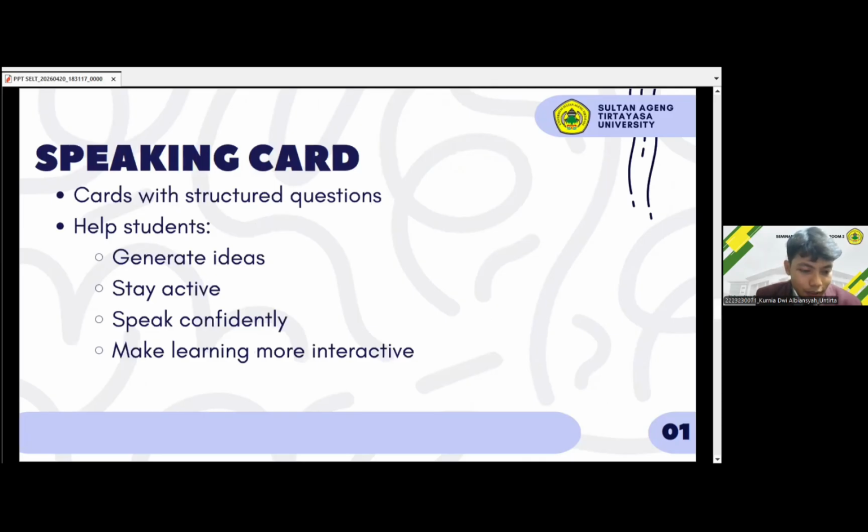The last one is speaking cards. Speaking cards are cards containing structured questions. For example, what do you usually do in the morning? What do you want to be in the future? Like that. This card helps students generate ideas, stay active, speak more confidently, and practice communication naturally.